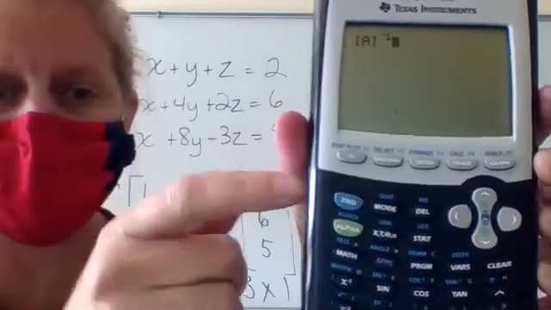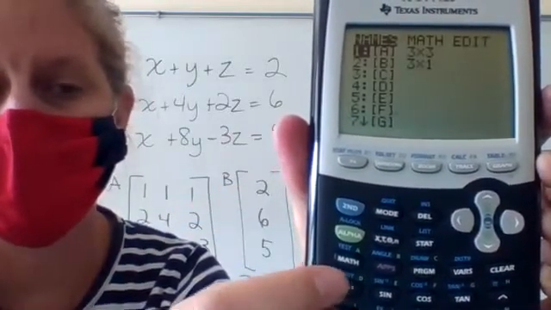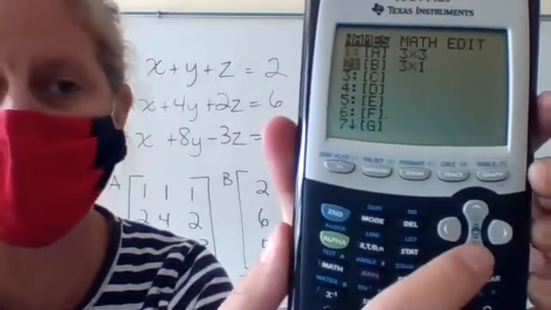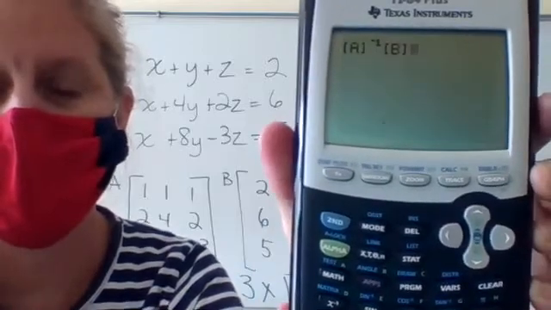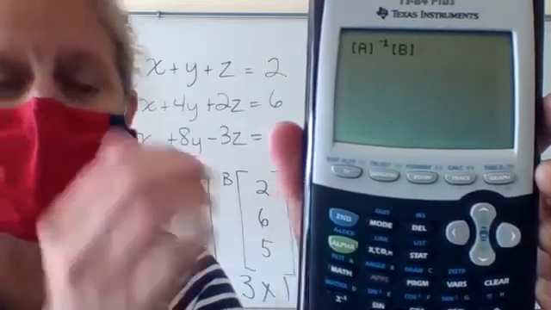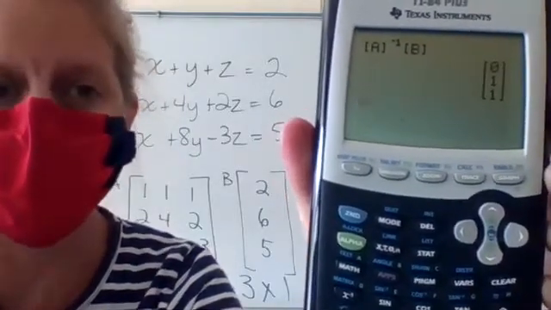Now you want to hit matrix B. So second matrix. You want to stay in names, but now you want to go down to B. So there's your B. Enter. So you should have matrix A to the -1 B. Hit enter. There's your answer.